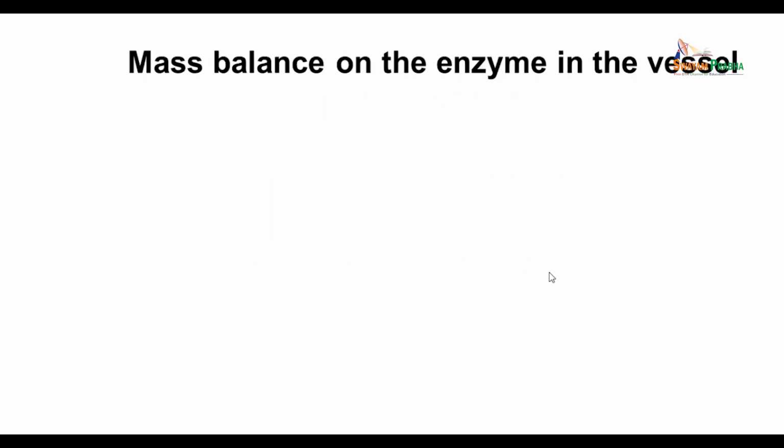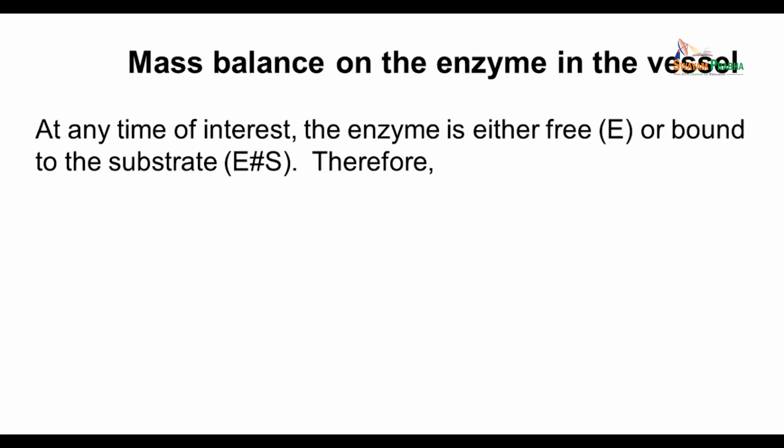Now let us write a mass balance on the enzyme in the vessel. Earlier we wrote a mass balance on the product. Now let us write a mass balance on the enzyme. At any time of interest, the enzyme is either free or bound as the enzyme substrate complex, as we had viewed in our mechanism. Therefore, the mass of the total enzyme ET is the concentration of the total enzyme times the volume. The mass of the total enzyme is the mass of the free enzyme plus the mass of the enzyme that is bound in the enzyme substrate complex. The mass of the free enzyme is the concentration of the free enzyme into the volume, the same volume as this, plus the mass of the enzyme associated with the enzyme substrate complex, which is the concentration of the enzyme substrate complex times the volume.